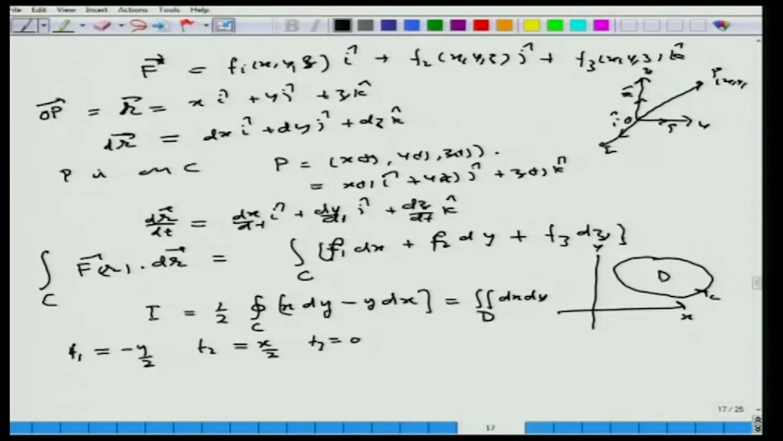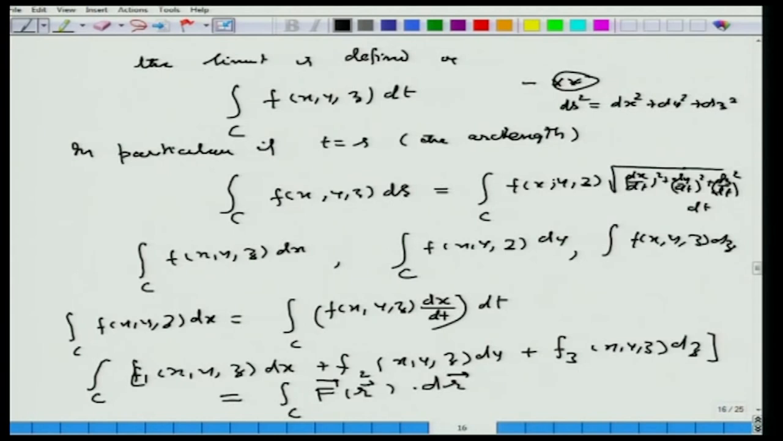So, this dr, the vector element of length, is given by dx i plus dy j plus dz k, and so F(r) · dr is actually the same thing: f1 dx plus f2 dy plus f3 dz, which is the same thing that we had here on the left hand side of this equation.